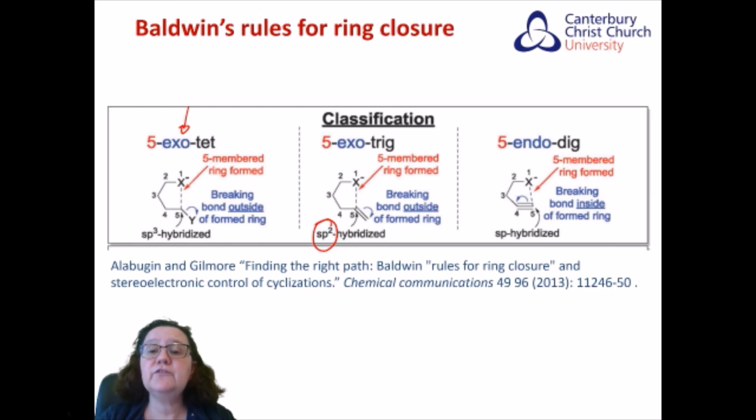And finally, in the final example, the flow of the electrons is inside the ring being formed, so it's an endo reaction. Again, 5 because you end up with a 5-membered ring, and dig because the attack happens on an sp atom. So it's just a simple way of describing the cycle that is being formed, depending on whether the electrons flow inside or outside the ring, the number of members of the ring, and whether the attack happens on an sp3, sp2, or sp atom.